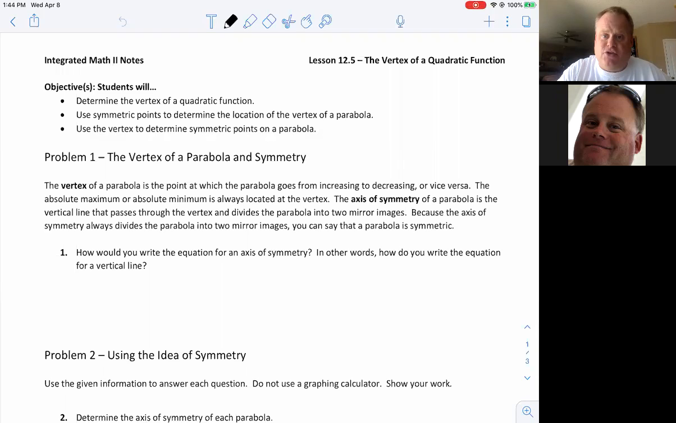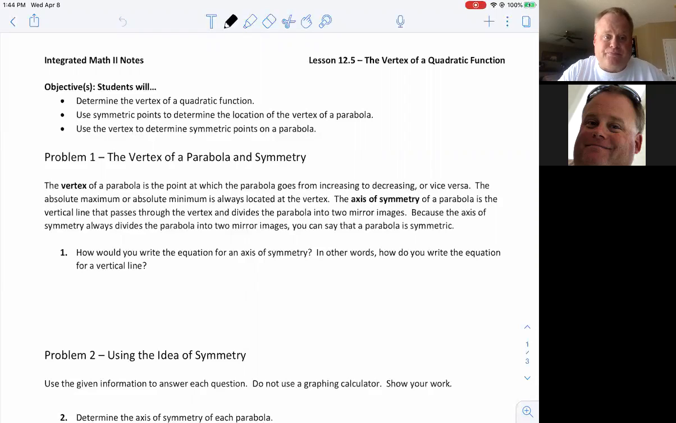Remember, everything will be due by midnight on Friday. So this one, it is going to be the 17th at midnight. Make sure you send me your pictures of the 12.5 notes, worksheet, 12.6 notes, and 12.6 worksheet. I won't do this kind of recap for 12.6 when I film that one.